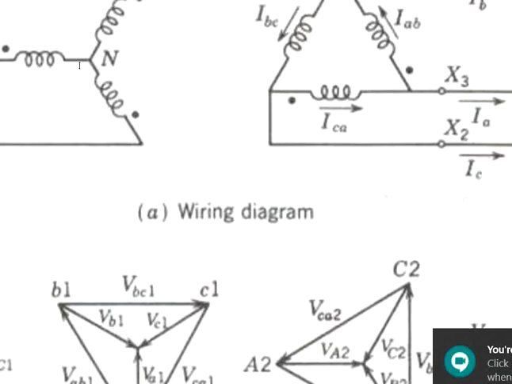Now how to relate the star to the delta? Now when you compare with this, because delta doesn't have a neutral, I need to convert this delta into a star connection. When you convert the delta into a star connection, at that time it will be equal to my X. VA1 equals X.